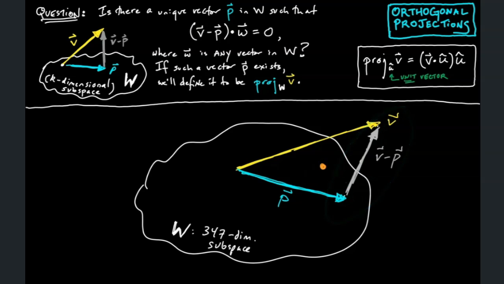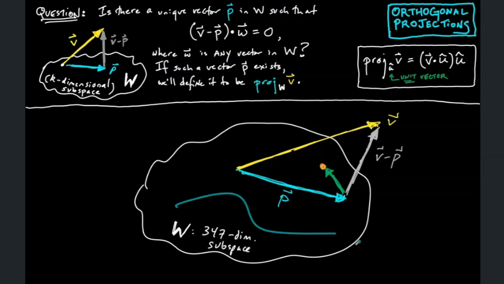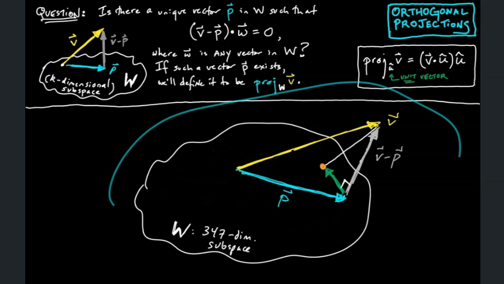Because if we look at v minus p and consider the vector from its tail to the proposed alternative point, we know by this condition that since this green vector lies in W, its dot product with v minus p is 0. In other words, it is perpendicular to it. So if I now draw this last side of this little right triangle, we can see that even though we're working in a 347-dimensional space, actually in a larger ambient space than that, this little triangle still exists on some ordinary two-dimensional plane within that larger space.